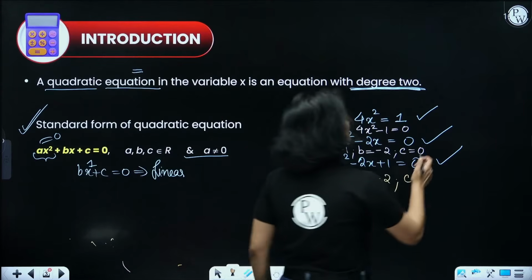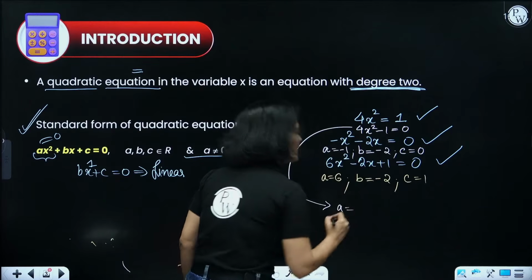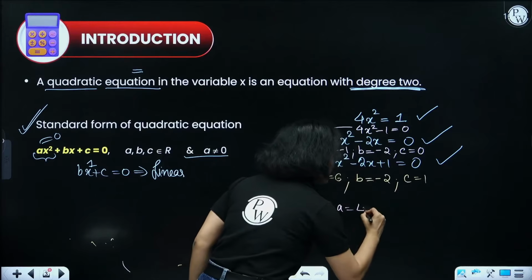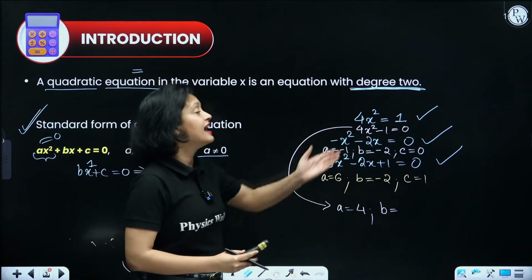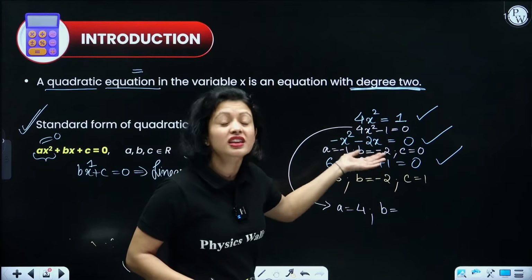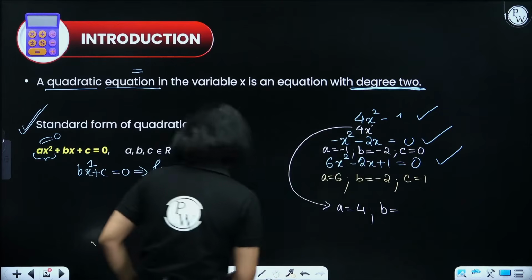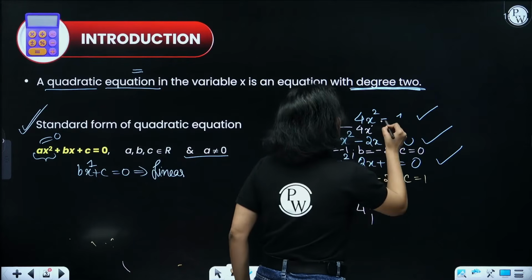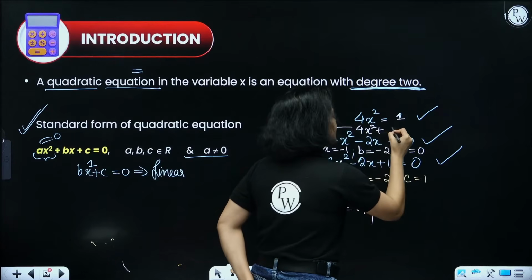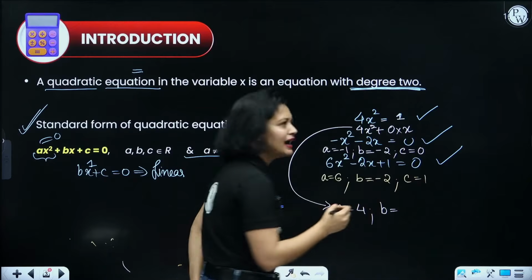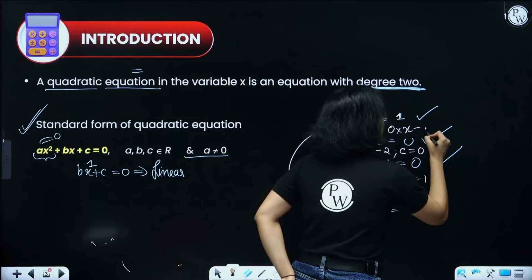Okay? Now let's write the values of a, b and c for this one. So here clearly the value of a is the coefficient of x square, which is 4, everyone. The value of b should be the coefficient of x. There is no x here. No worries, we'll use our common sense. What we will be doing is, in place of x, I can write 0 into x. Can I not do that? 0 into x is 0 only. Okay? And then here minus 1 is equal to 0.